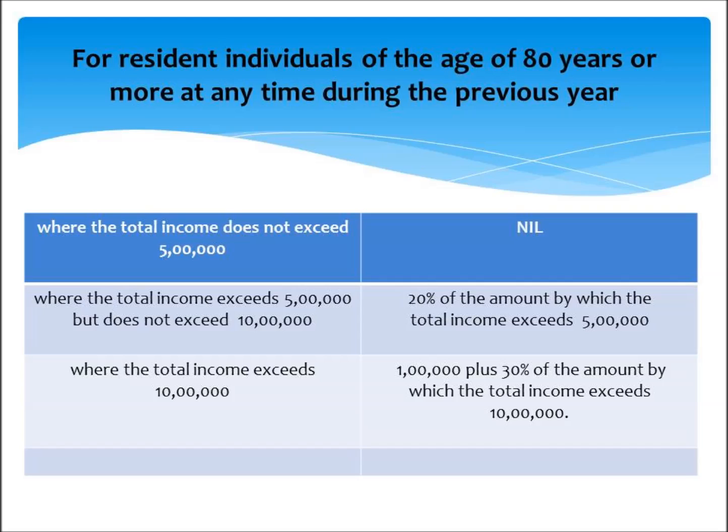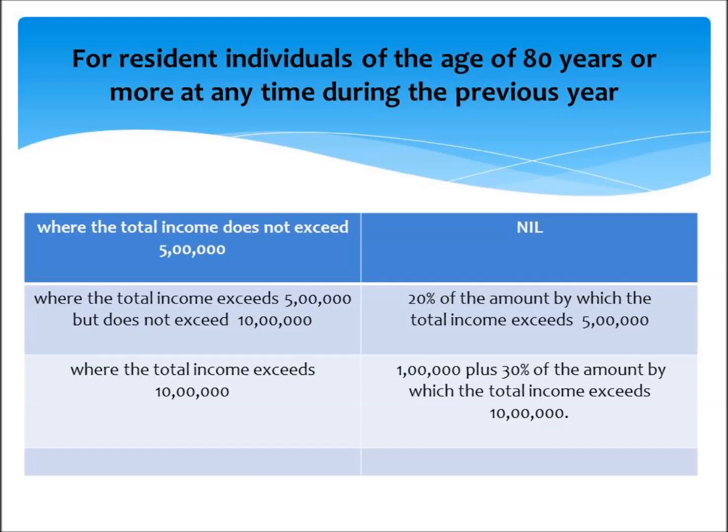The basic exemption limit for them is rupees 5 lakhs. It was 2,50,000 in case of individuals who are less than 60 years. It was 3 lakh in case of individuals who are above 60 years, and now in case of individuals who are 80 years and above, the basic exemption limit has been further increased to rupees 5 lakhs. So when the total income of an individual aged 80 years or more is 5 lakhs or less, the income tax payable by them is nil. That is, no income tax is required to be paid by them.